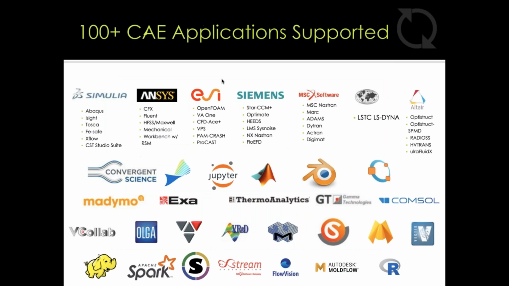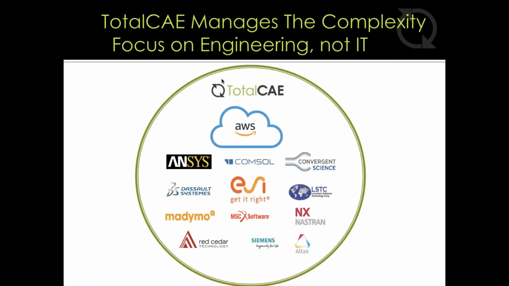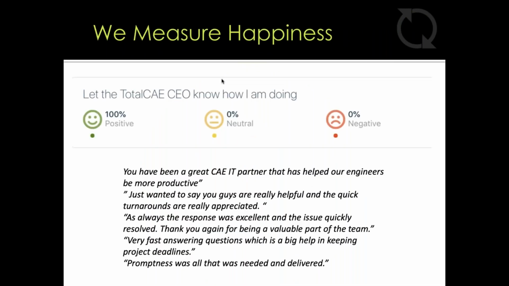So everything that happens in between, for hundreds of these applications that we support, from the time you push the button to when you get your result back, is on TotalCAE's shoulders to make sure that you get the engineering work done. We can basically draw a dotted line around the cloud, your applications, your license servers, everything that you need to get your simulation done. And we take care of that as TotalCAE, just one vendor, one throat to choke.